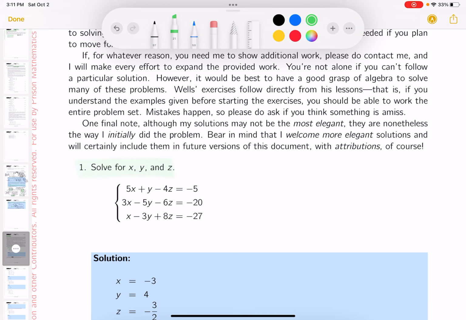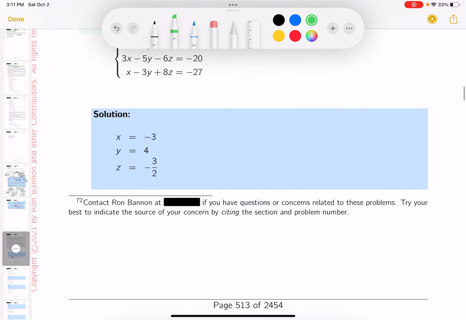3 equations, 3 unknowns. What would I recommend? Get rid of an x, then you'll have an equation with 2 unknowns in it. Elimination works out beautifully, all right? Answers are provided, but there's no work.